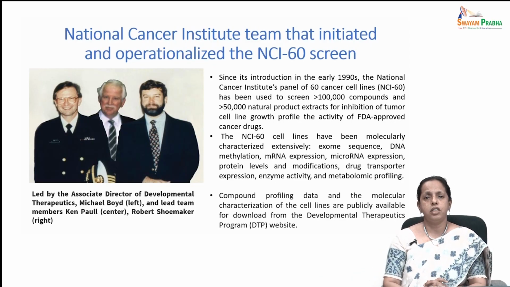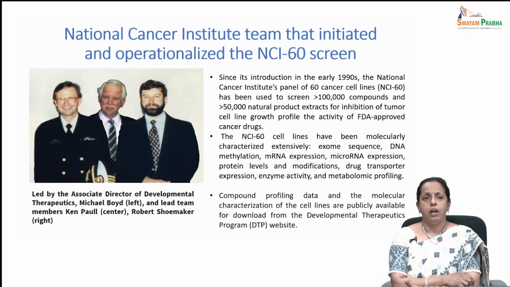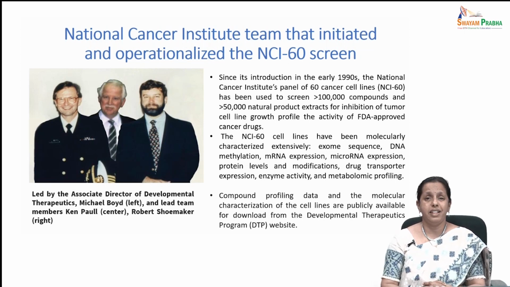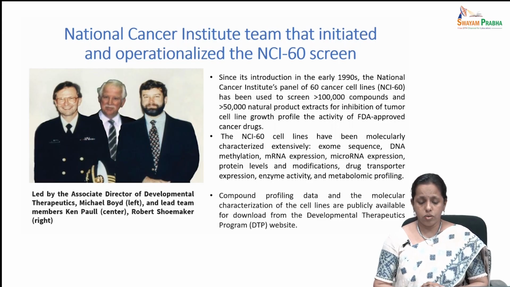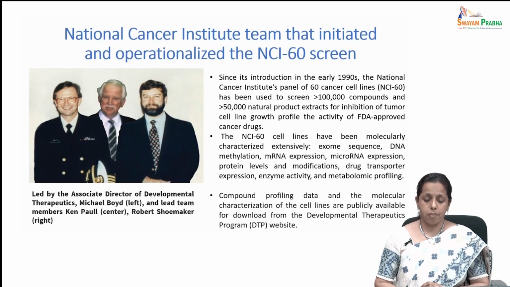So, the National Cancer Institute team came up with a screen, the NCI-60 screen, which was led by these three important scientists. Since its early introduction in the 1990s, the NCI panel of 60 cell lines has been used to screen more than 100,000 cancer compounds and more than 50,000 natural compounds or their extracts for inhibition of tumor cell line growth, thereby facilitating FDA approval for cancer drugs.